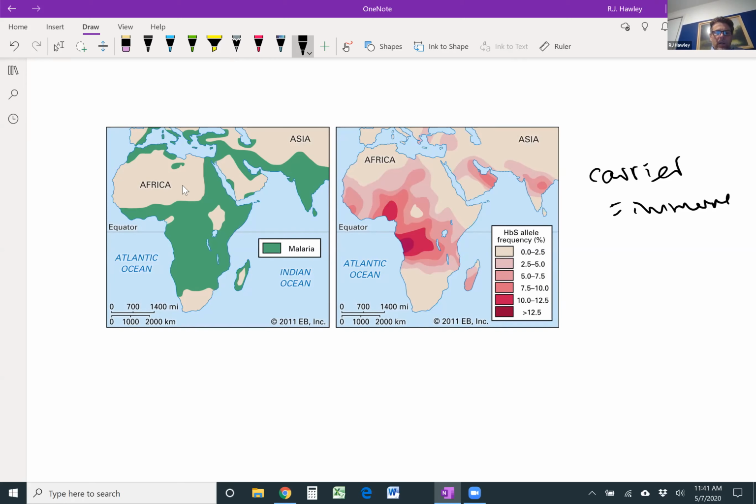So this chart here shows malaria as it's spread across the world, where it's prevalent now. And this chart shows the allele for sickle cell anemia. You can see these maps line up pretty closely. And in some parts of Africa, right, over 12% of the population has this allele. So this is a sort of evolutionary explanation for why sickle cell anemia persists.